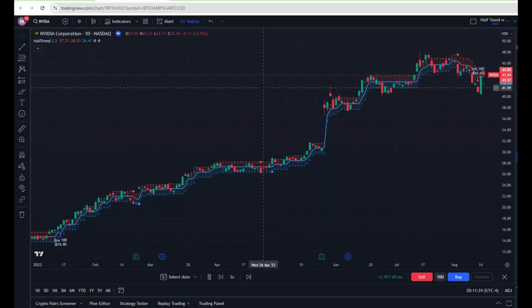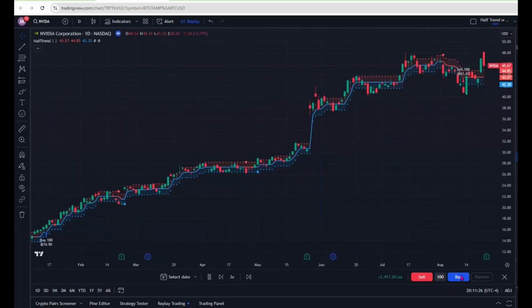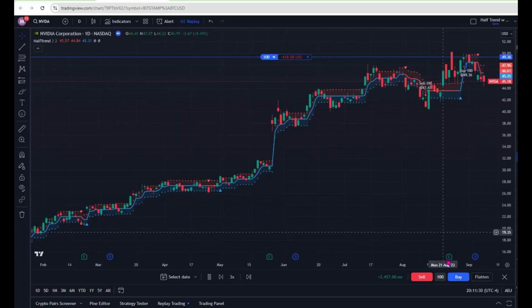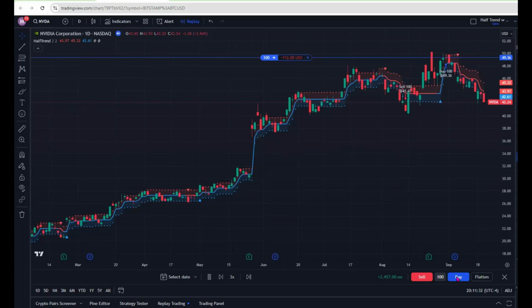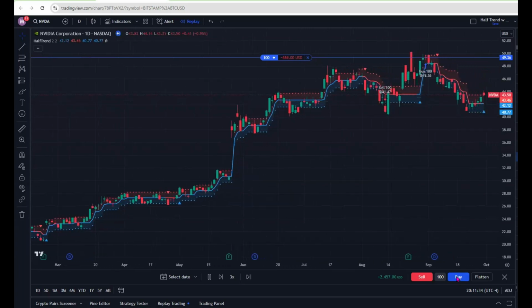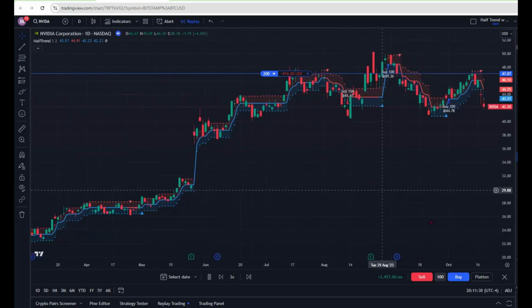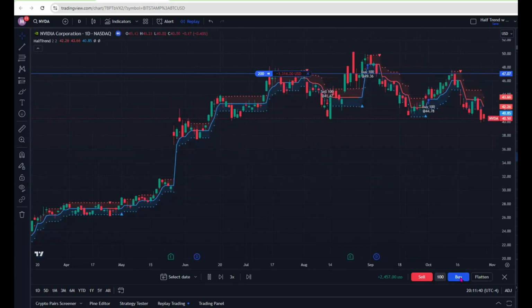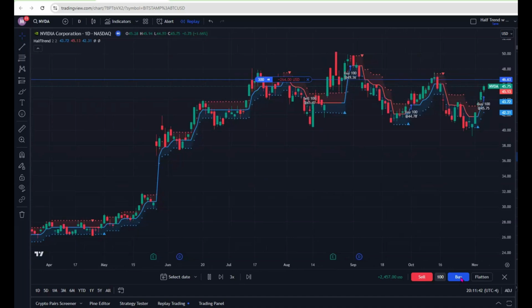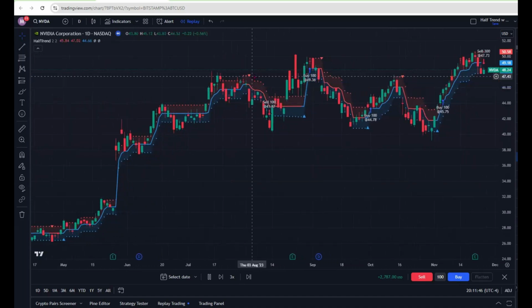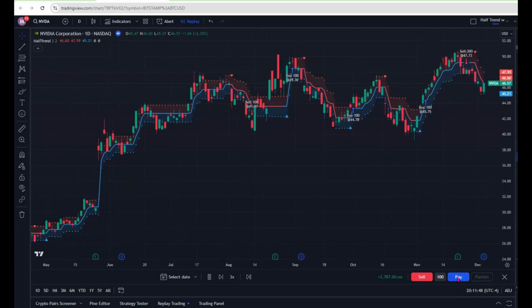There's some points where we could have, there we go. We just got stopped out. So we're going to look for another entry point. There's one. And it reversed on us right away. So we'll look for another entry. There's a second one. There's a third one. And there we go. We're into profit. Got stopped out.